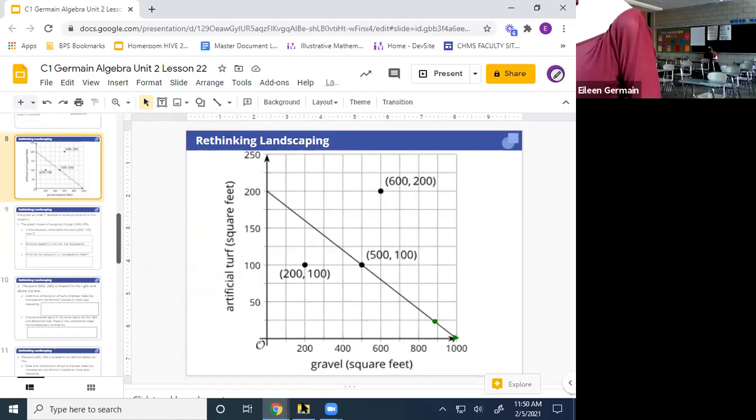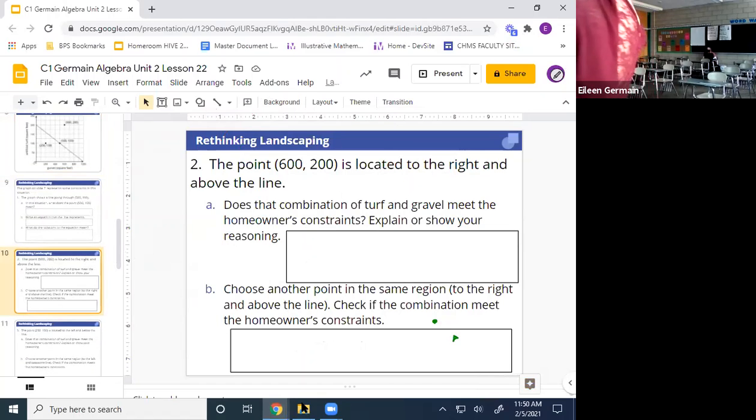Now we're going to look at B next, so it's slide 10, and it's number 2. So now we're going to look at that graph. I'm going to switch back to it. I want to just read this first. The point 600, 200 is located to the right and above the line. Does this combination of turf and gravel meet the homeowner's constraints? Explain or show your reasoning. Then choose another point in the same region, so to the right and above the line, and check if that combination meets the homeowner's constraints.